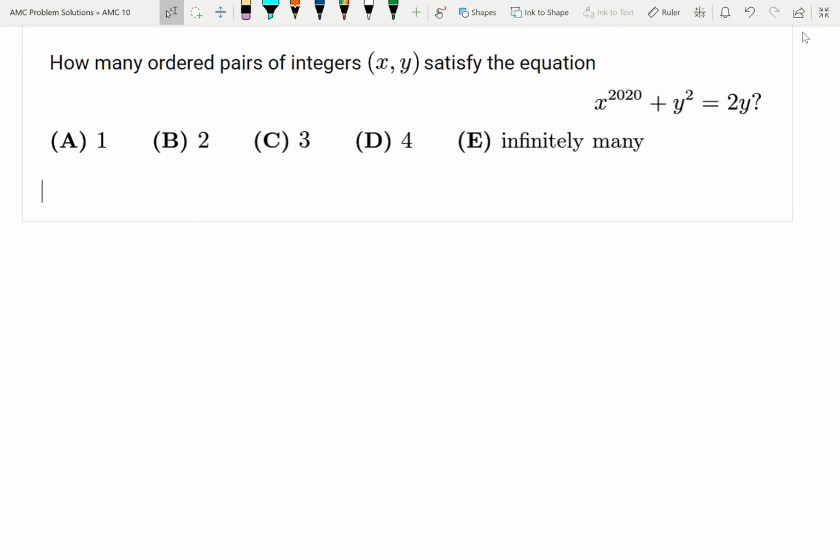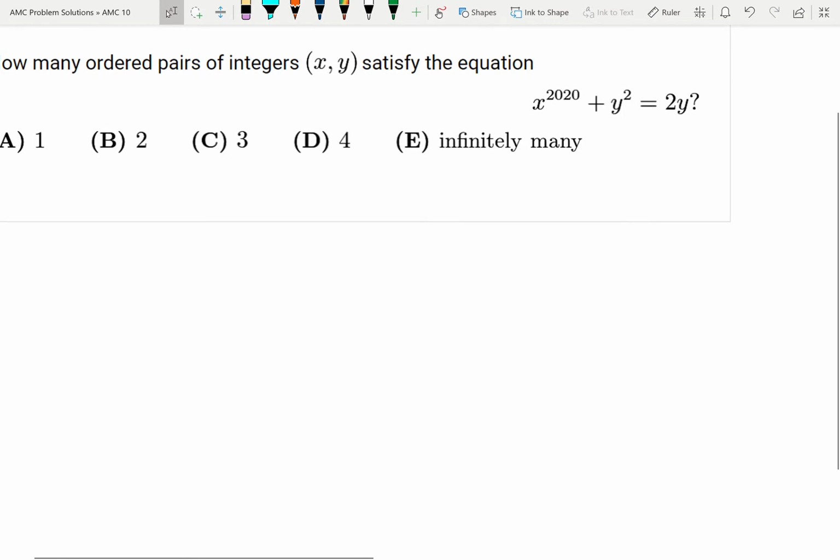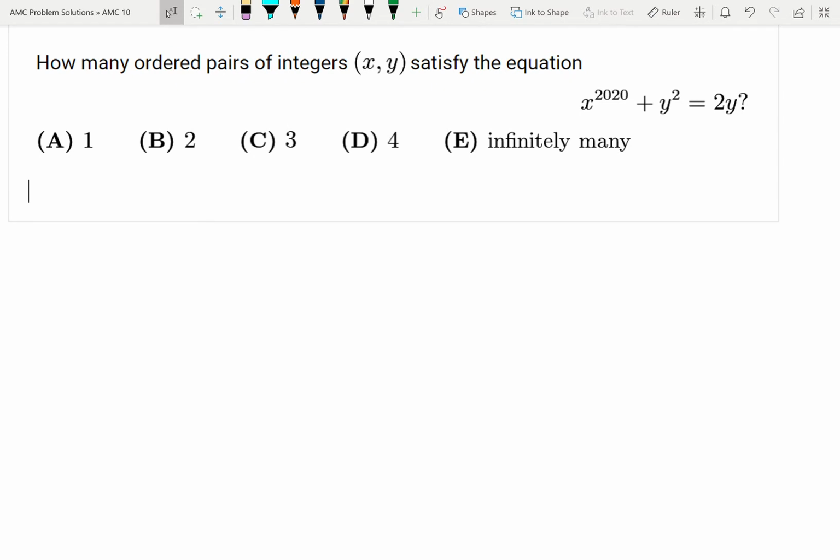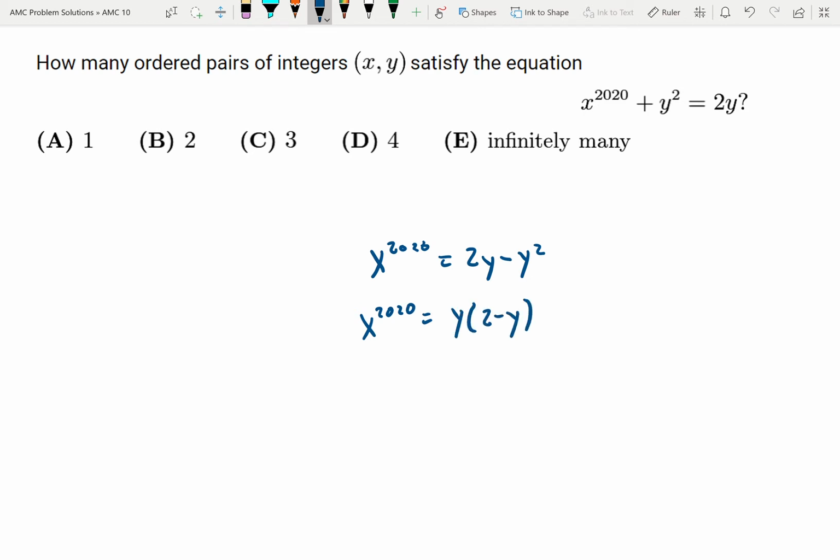How many ordered pairs of integers x, y satisfy the equation x to the 2020th plus y squared equals 2y? So first I'm going to rearrange that equation. So I get x to the 2020th is equal to 2y minus y squared. And I want to simplify it a little more, factor out a y. So I get y times 2 minus y.